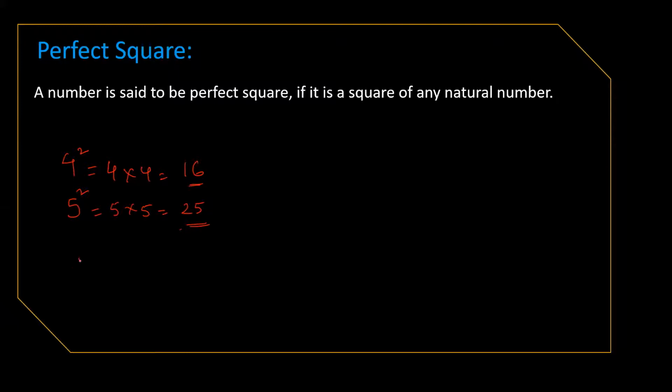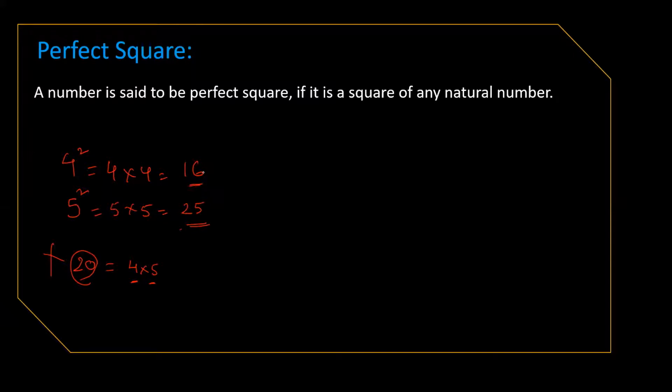Now I will take 20. Okay. Can we write 20 as a square of any number? No. But we can write it as 4 into 5. But here we are not multiplying the same number. We are not multiplying the number by itself. We are multiplying two different numbers. So, it is not a perfect square of any number.